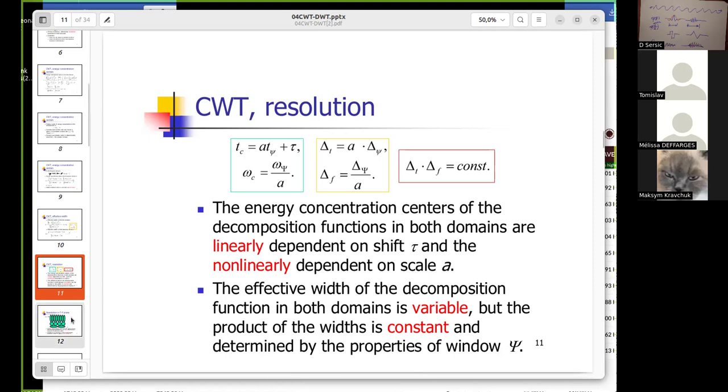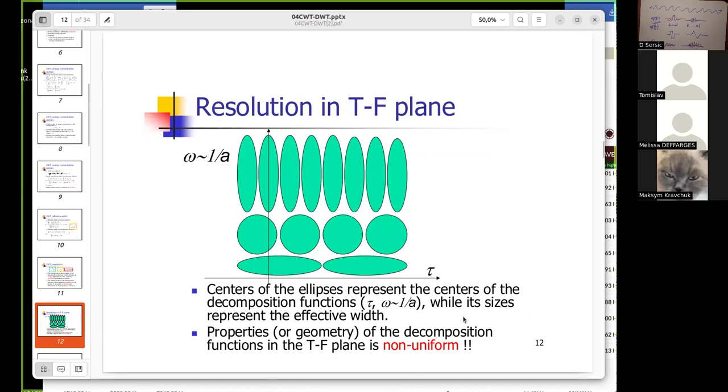So if I have to draw my ellipses, it would look like this. We have better resolution for lower frequencies than for higher frequencies, if we are talking about resolution in the frequency domain. In the time domain, it is exactly the opposite. We have much better resolution for higher frequencies than for lower frequencies.